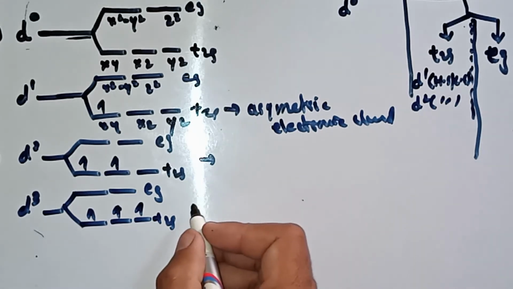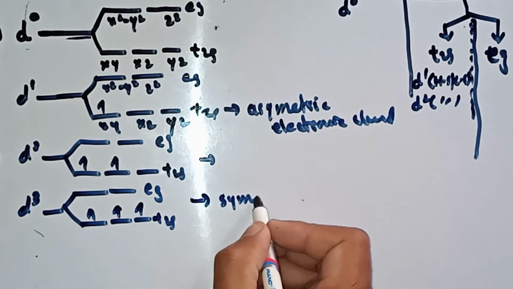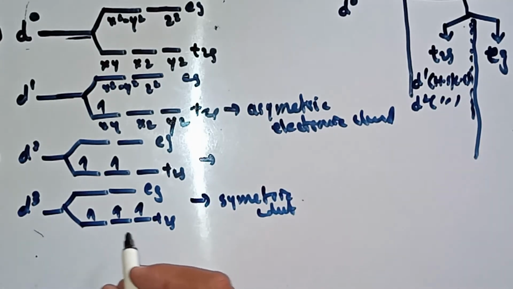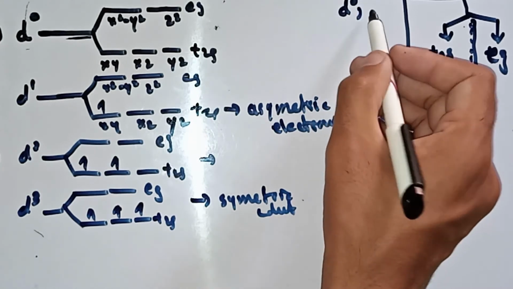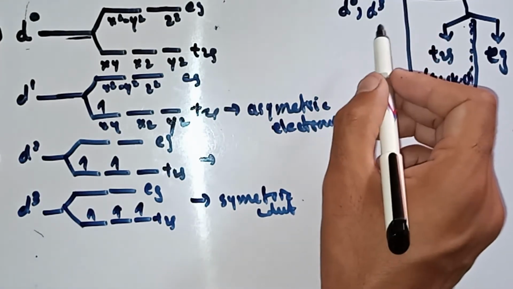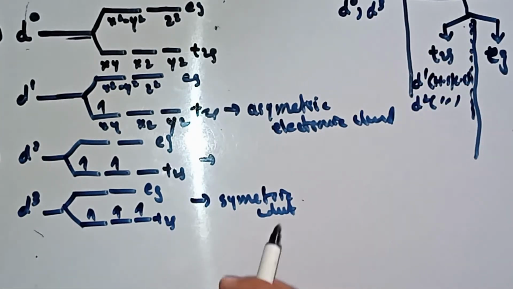So here there is a symmetric arrangement, a symmetric electronic cloud. All the orbitals will have the same energy, so no distortion will occur. So in the d0 system and the d3 system, whether high spin or low spin, no distortion will occur. You can take a screenshot from this position.